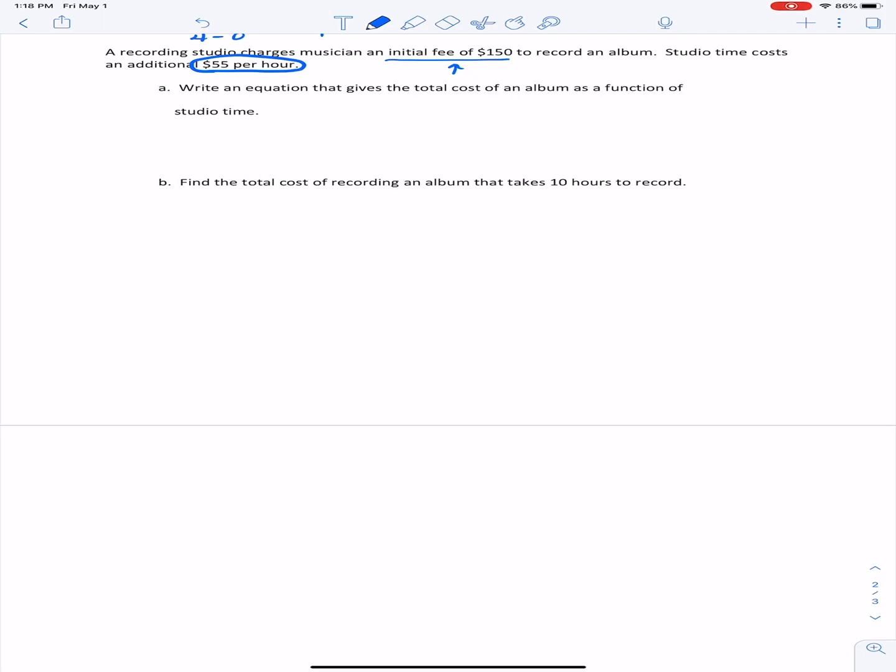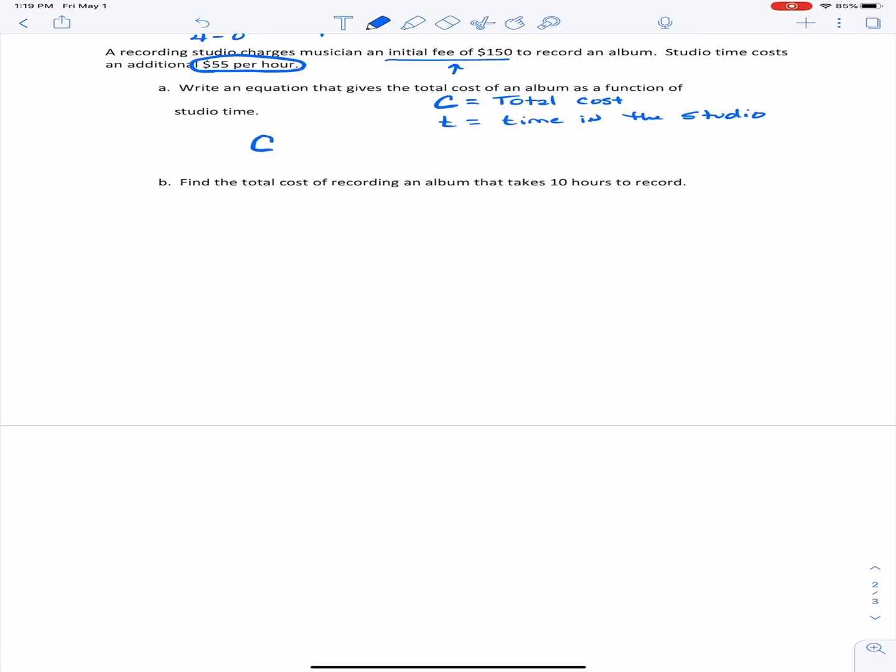Okay? Now, we need to write. Our first question says, write an equation that gives the total cost of an album as a function of studio time. So we are looking for the total cost. I'm going to use C equals my total cost. Okay, and I'm going to use T for the time in the studio. And if you notice, I'm defining my variables so that people know what I'm using. So we're going to write an equation.